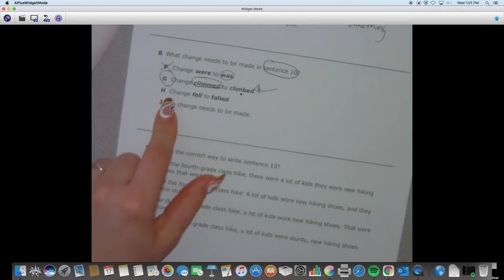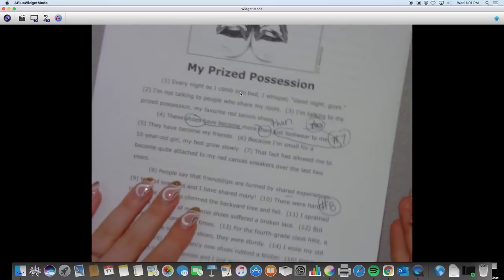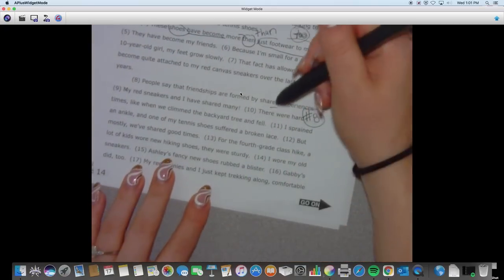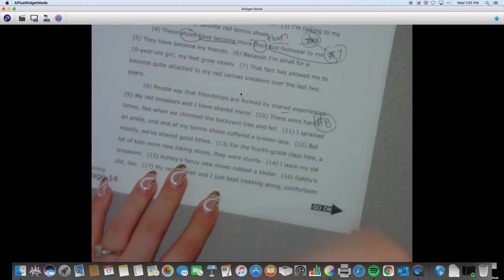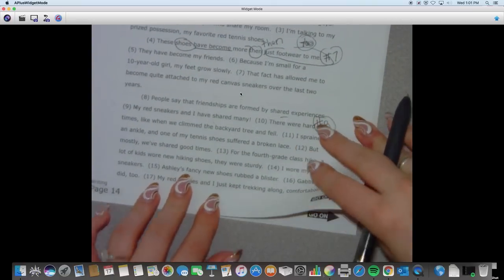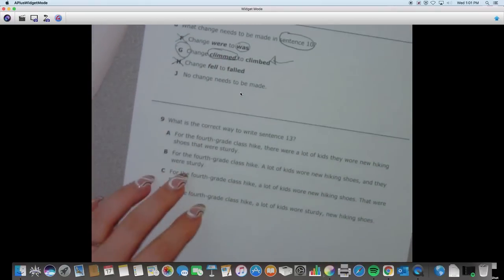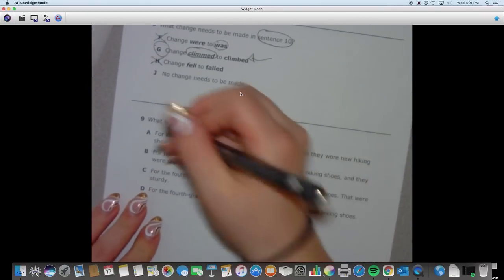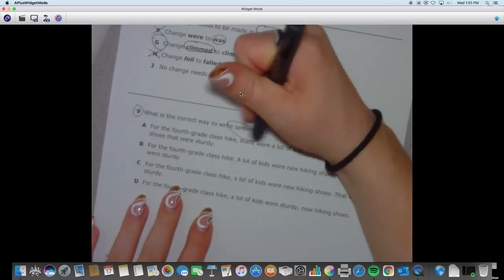And even though we found that, let's just look at H just to make sure. Change fell to falled, okay? There were hard times, like when we climbed the backyard tree and falled. Just hearing that, it's the incorrect answer. It doesn't sound correct, okay? So the last one we're going to look at is number 9 together. What is the correct way to write sentence 13?